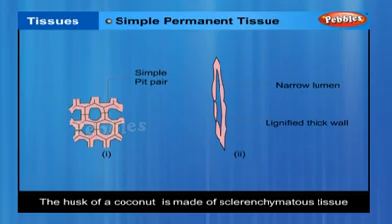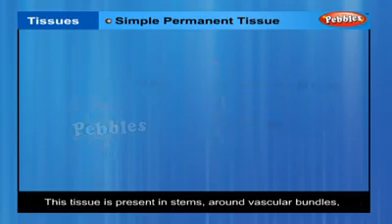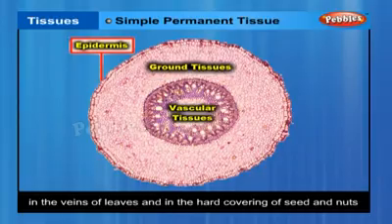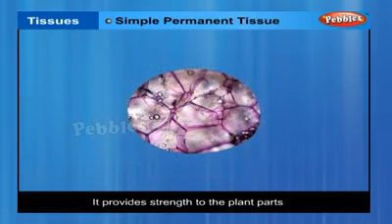They are long and narrow as the walls are thickened due to lignin, a chemical substance which acts as cement and hardens them. This tissue is present in stems, around vascular bundles, in the veins of leaf, and in the hard coverings of seed and nuts. It provides strength to the plant parts.